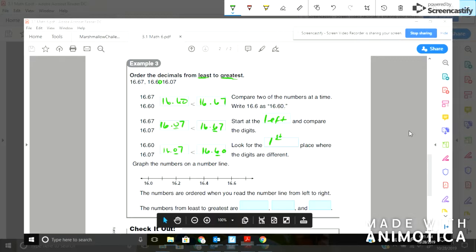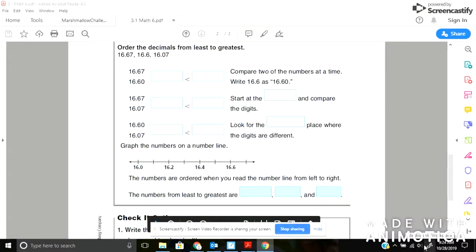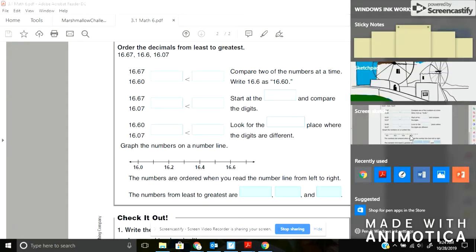Okay. If I were to graph them on a number line, this would be $16.20, $16.40, $16.60. All right, sorry I got cut off there, but I think I was just talking about ordering them on the number line. So let's pick up there.